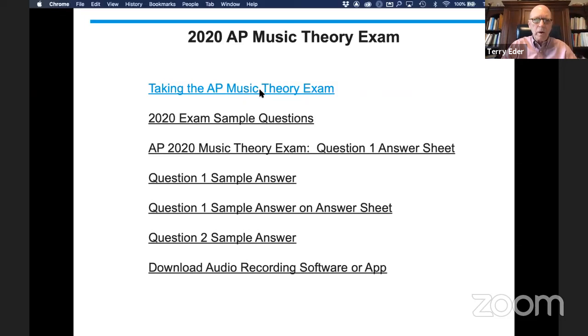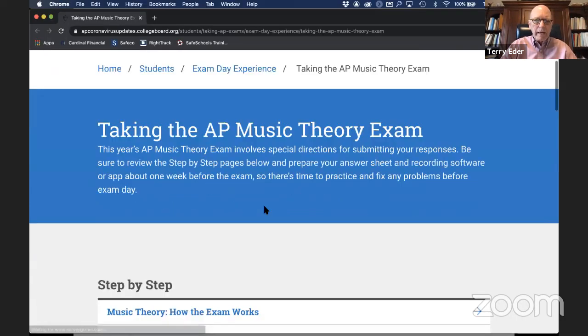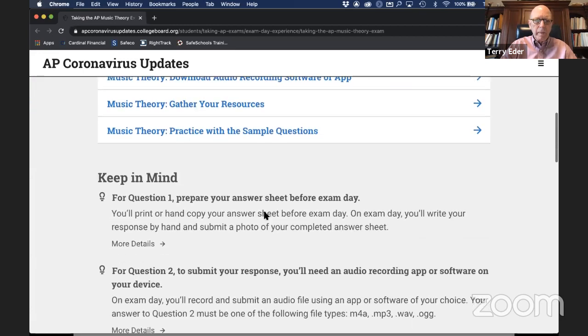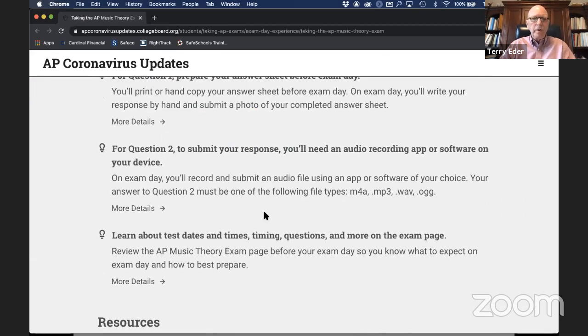Whoops, I didn't mean to go all the way back there. I want to go back down here again. For question 2, to submit your response, you'll need an audio recording app or software on your device. And you will record and submit an audio file, and the file types are shown there. And we'll talk about that again a little bit later.